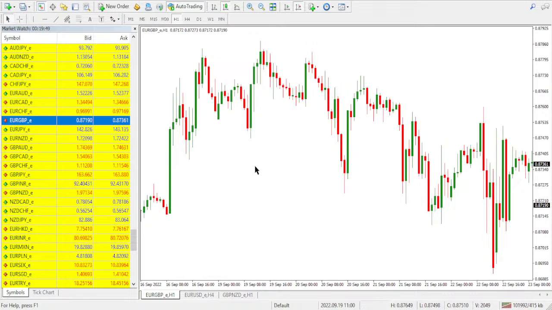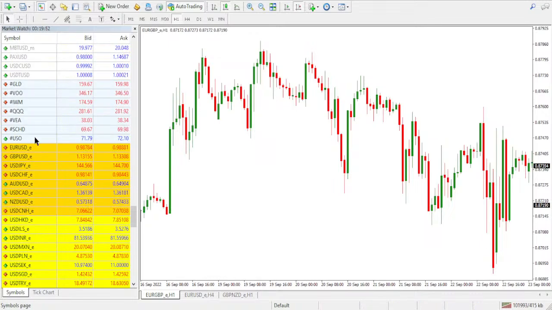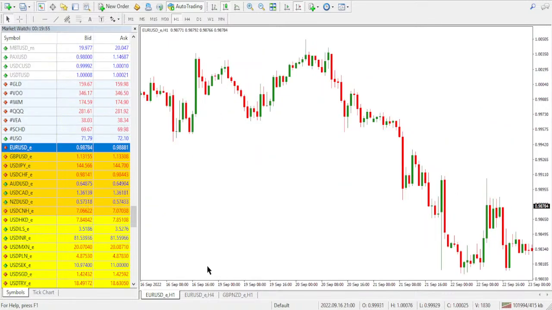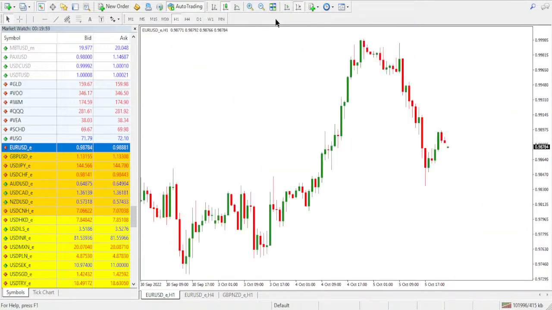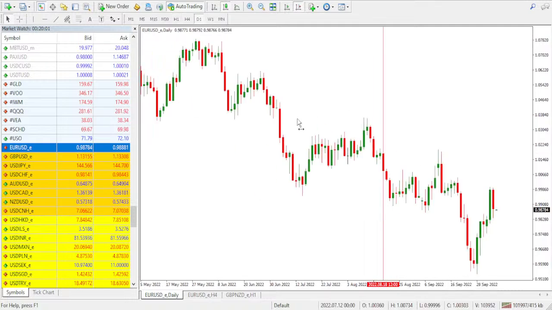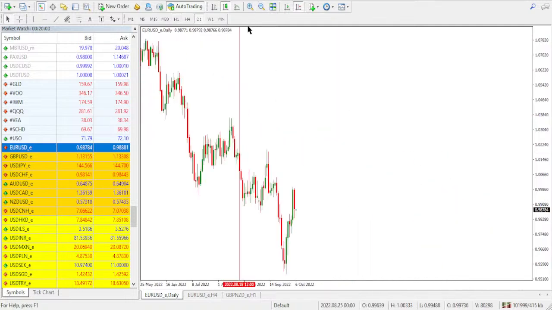So I'd like us to start analysis. I want us to start with the Euro USD. So this chart here, we've been looking for sell positions for some time now, because overall the trend was bearish. We had a very good downtrend.